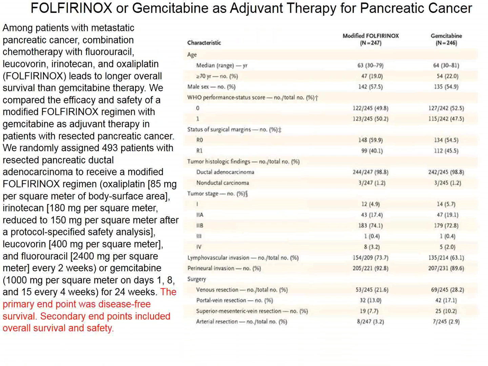These are mostly older individuals, as demonstrated on this table. The spread of their disease was somewhat variable, ranging from stage 1 to stage 4. Lymphovascular invasion was present in the majority of these patients that had been operated upon, and surgical resection had been performed in most.